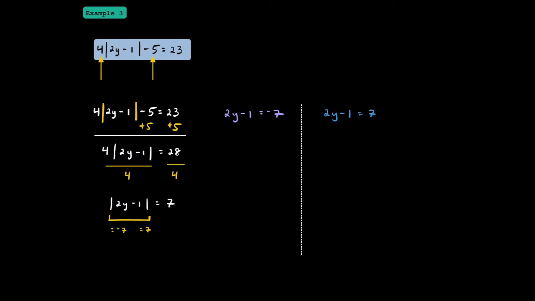positive 7. Let's start by solving the left equation by adding 1 to both sides. From this, we're going to get that 2y is equal to negative 6. And to get a coefficient of 1, we can divide both sides by 2 here. We'll find that y is equal to negative 3.